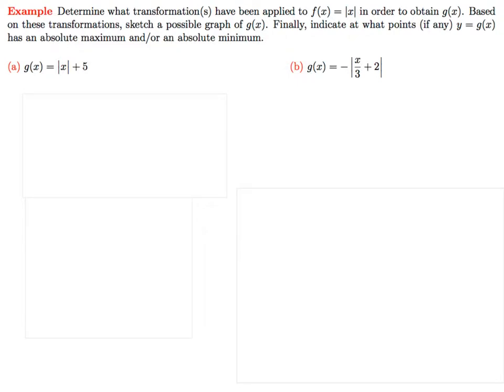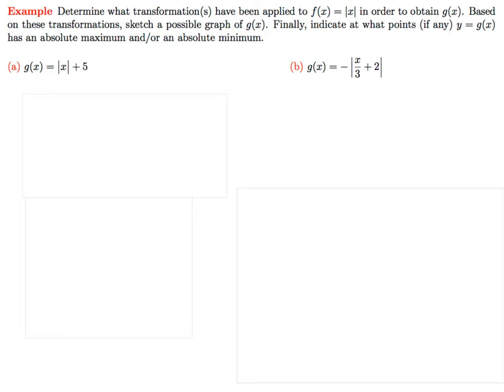Now in part B, we have the following function: g of x is minus the absolute value of x over 3 plus 2. So notice here we have a number of changes. We have 3 of them. 2 of them are on the inside, dividing by 3 and adding 2, and 1 of them is on the outside. So here we need to not just identify the transformations, but pay attention to the order in which we do them.